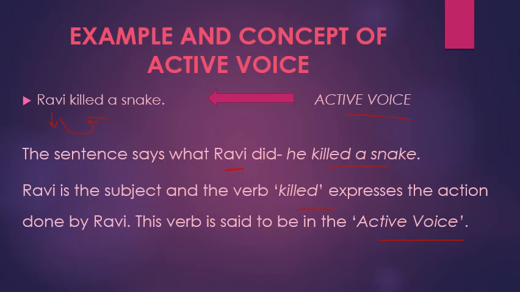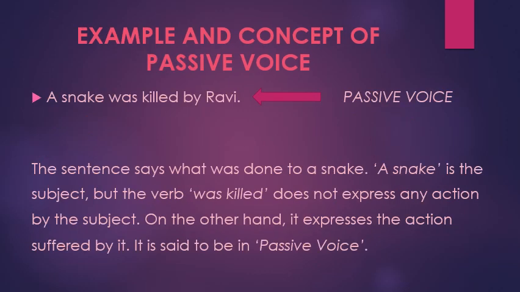Now let's have an example of passive voice. Here our subject is a snake. A snake was killed by Ravi. Now you can see the subject is not doing any action. No action is being performed by our subject. Here the action is being performed by the object. And who's being affected by that? The snake. The snake is affected by the action. So it is in passive voice.